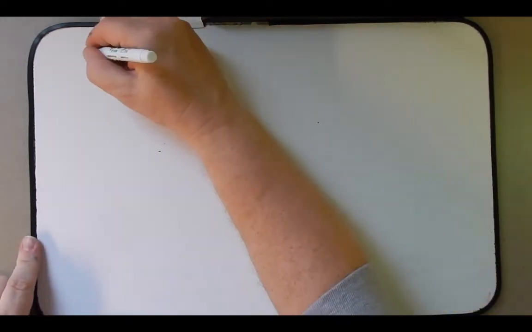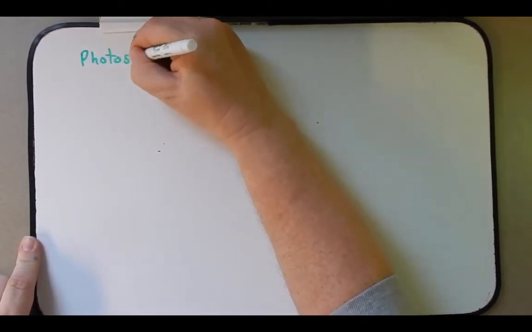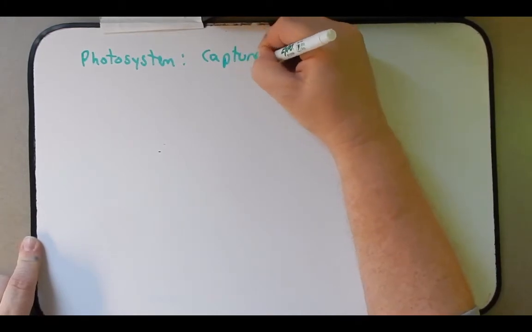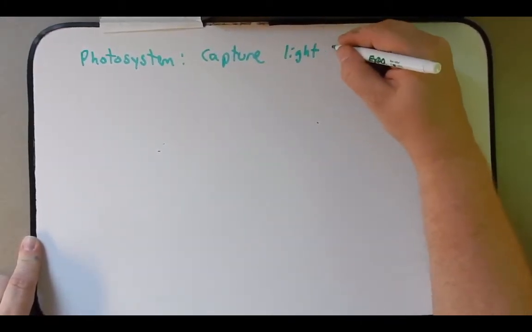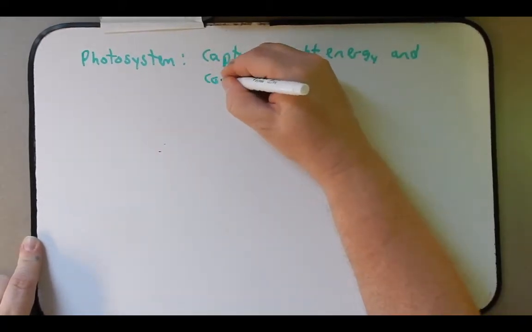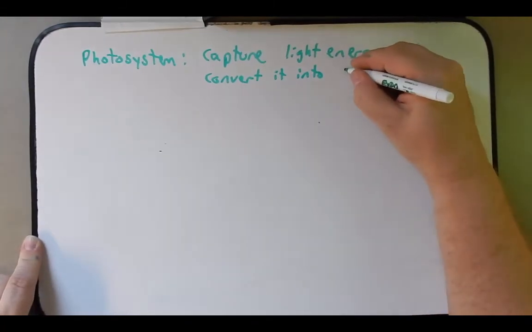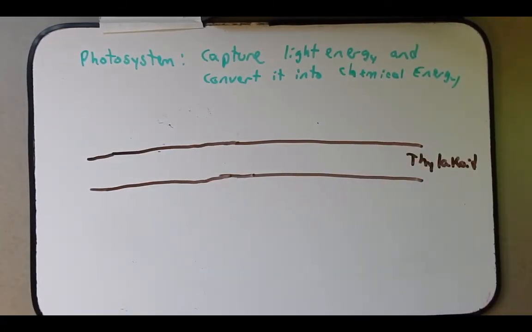The ability to capture light energy and convert it to chemical energy requires what is known as a photosystem. So photosystems in general capture light energy and convert it into chemical energy. Okay, so here's our thylakoid membrane, and within the thylakoid membrane is where the photosystems are located.